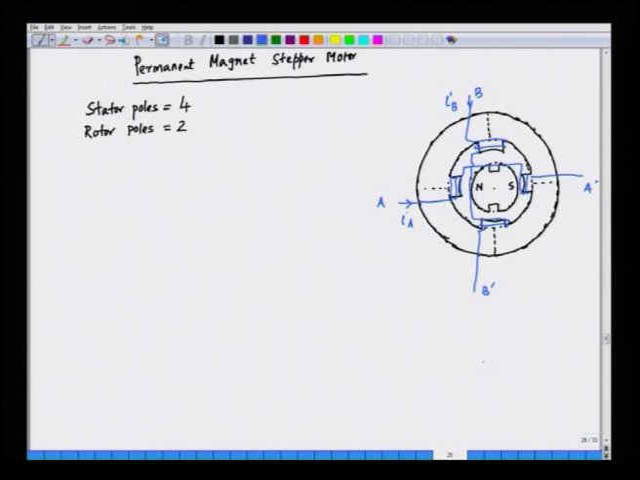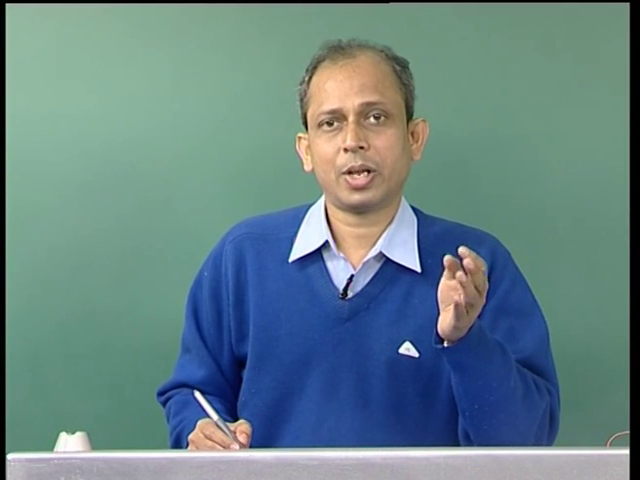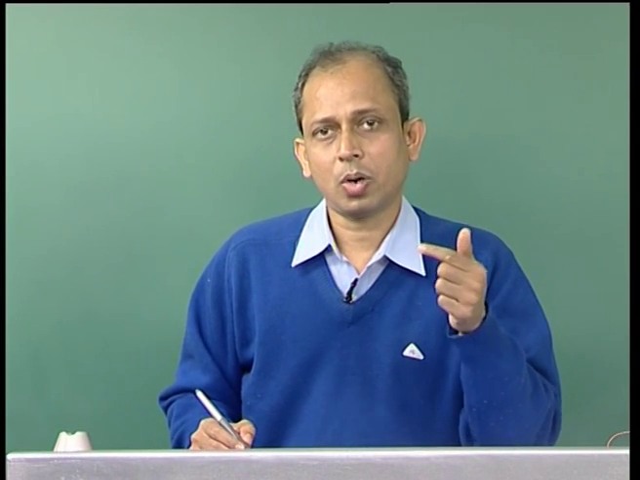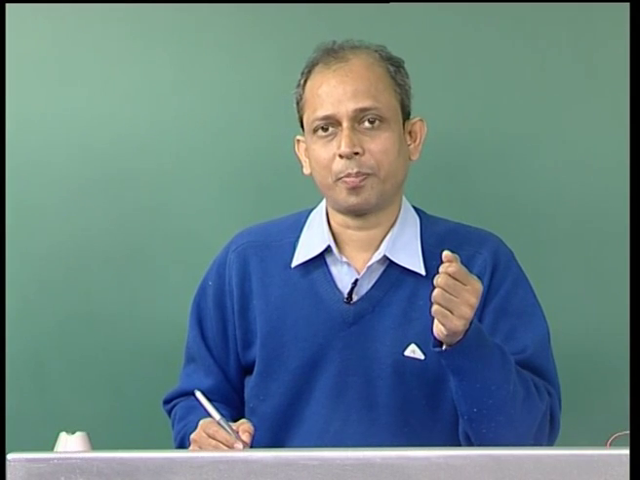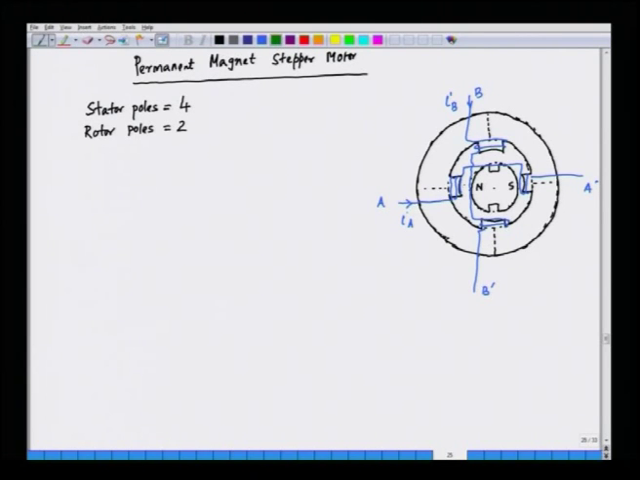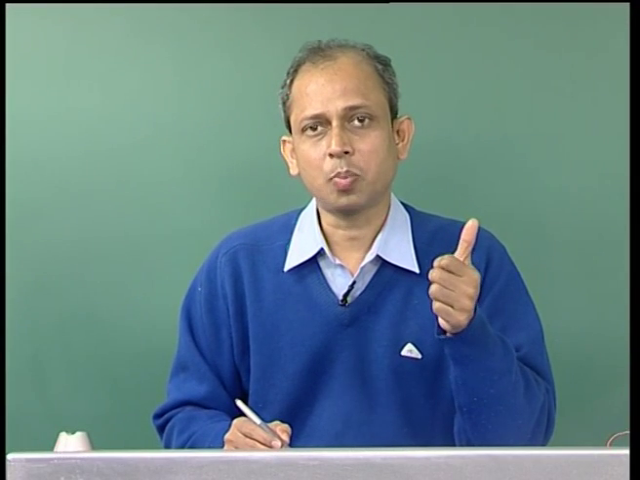Now, when we excite a particular phase, let us say A and A prime, we have one phase which will have two different poles. Under that phase we will create a south pole. The current enters A and leaves A prime, similarly entering B and leaving B prime, this is our convention. So, when we excite phase A a south pole is created, and the south pole will attract the north pole of the rotor.